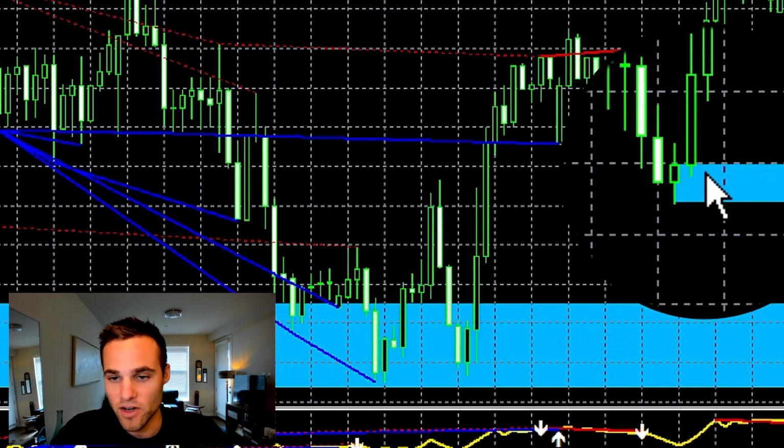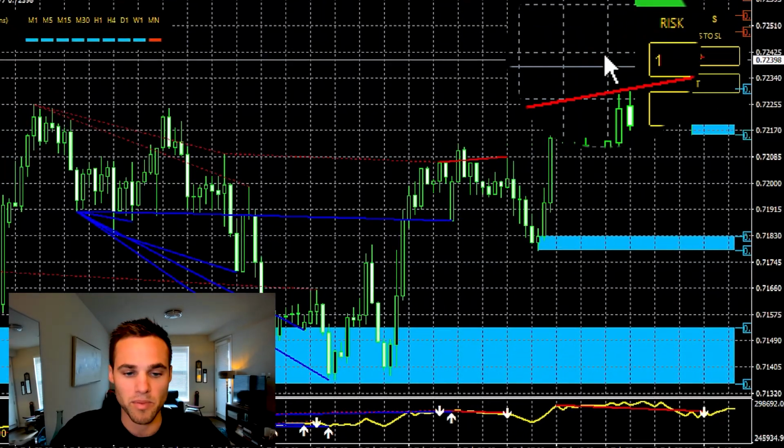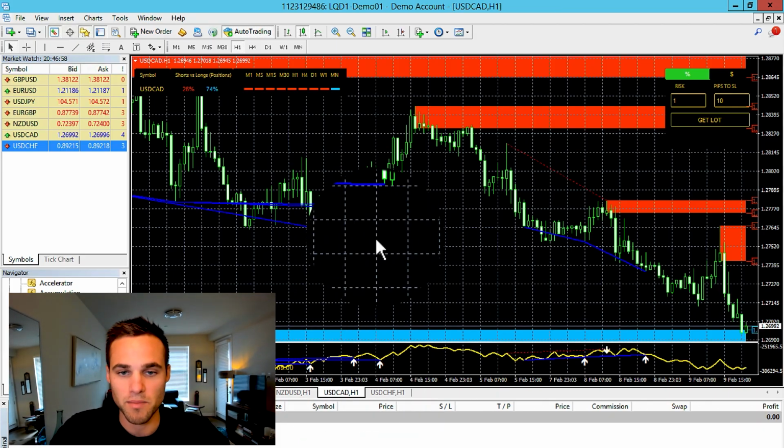Another place right here, you can see there's a key zone here. Big momentum candle coming out right there. Boom, great place to buy. Okay, 2 more, and then we'll get into the money management strategy.